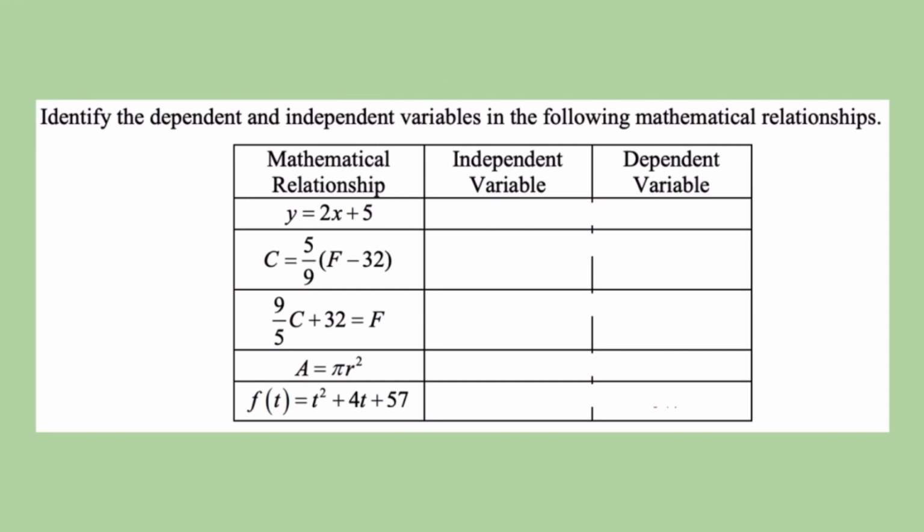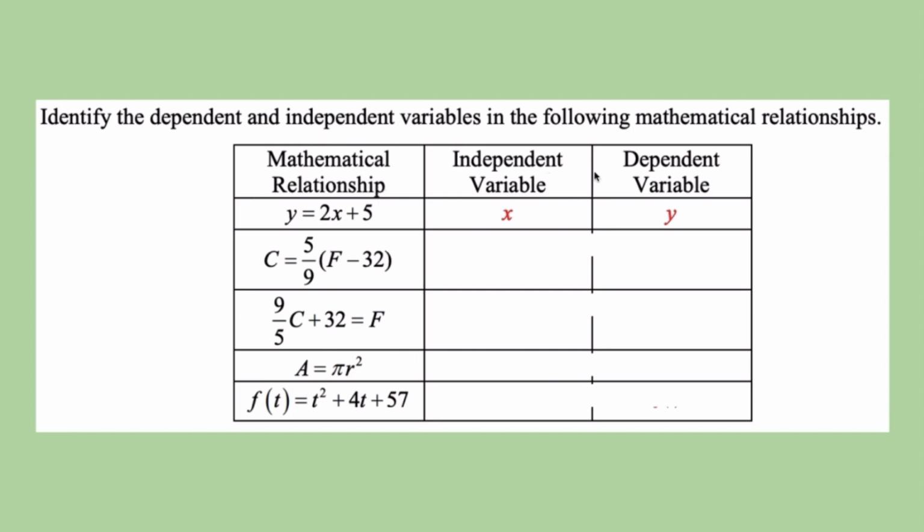So let's go over some examples together of dependent and independent variables. So here's our mathematical relationship, y equals 2x plus 5. Our independent variable is going to be x because it can be on its own, and our dependent variable is going to be y. Now see, this is asking for independent variable. If they were asking for independent term, we would put 2x plus 5.